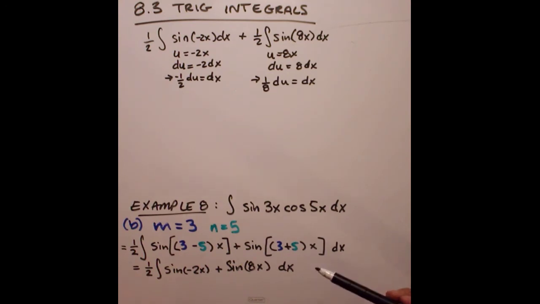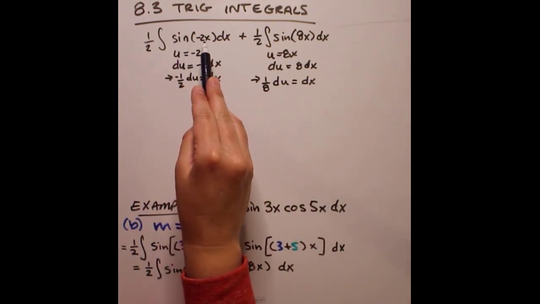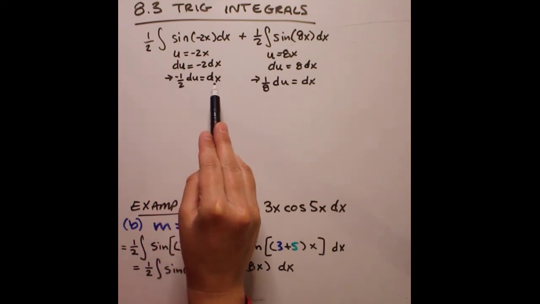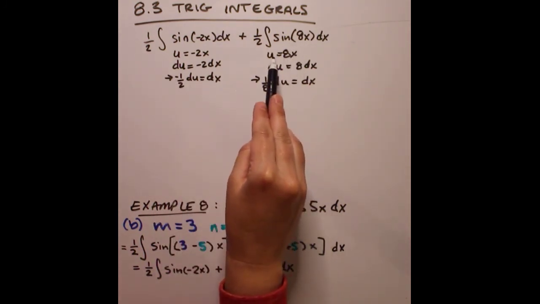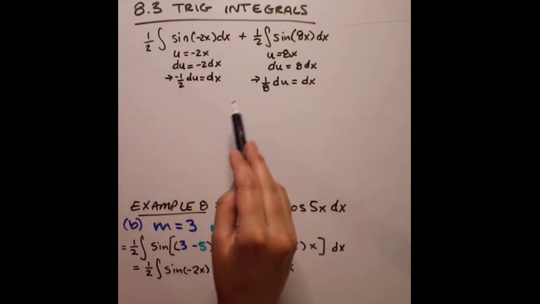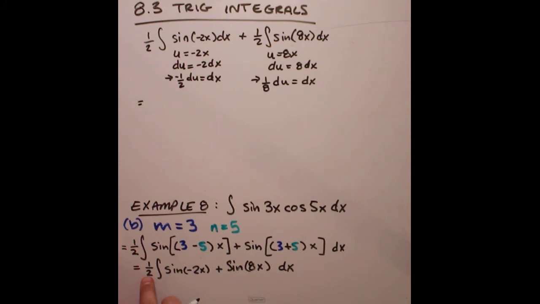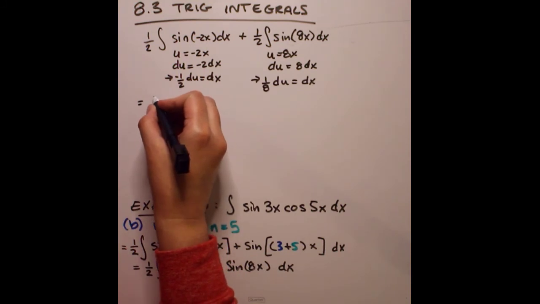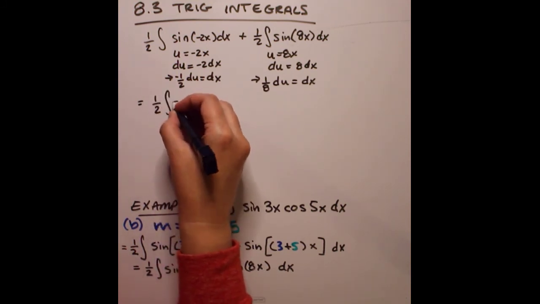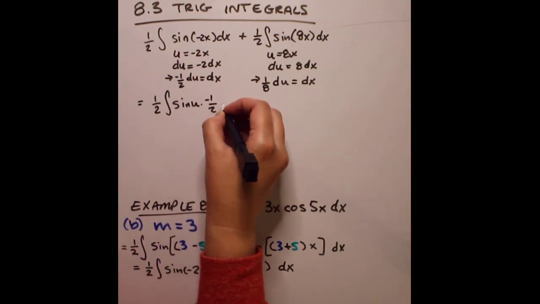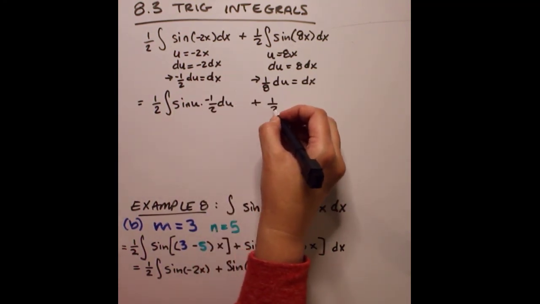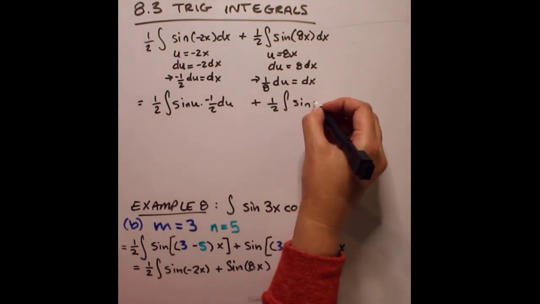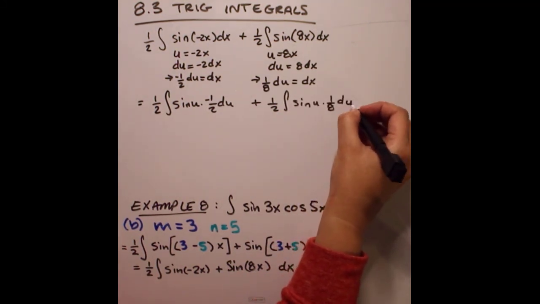Okay, finishing up this example, picking up right from where we were at, using u substitution, in the first integral I just separated it into two integrals. Let u equal negative 2x, so we end up subbing negative 1/2 du for dx. Second integral, let 8x be u, so substitute 1/8 du for dx. And I distributed this 1/2 to both integrals when I made them two integrals here. So what we have here is 1/2 integral of sine u times negative 1/2 du, and then over here plus 1/2 integral of sine u times 1/8 du.